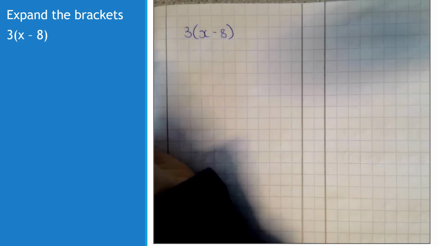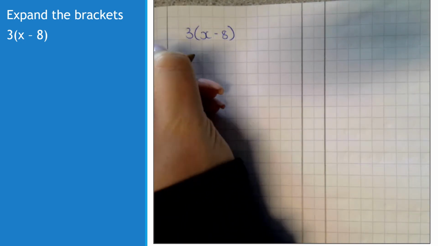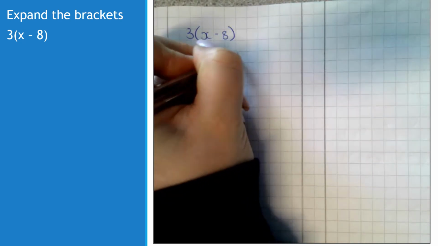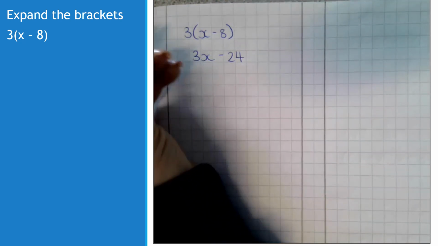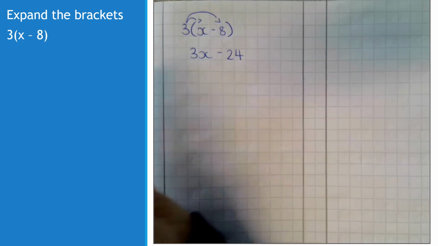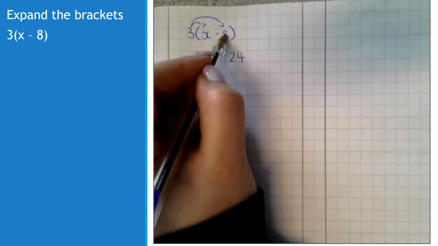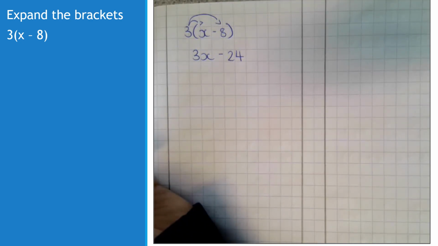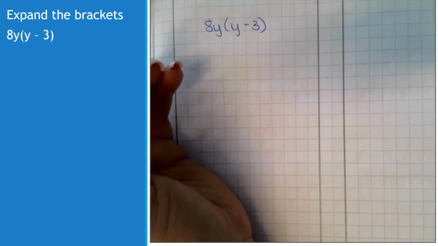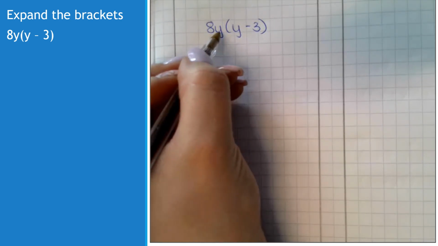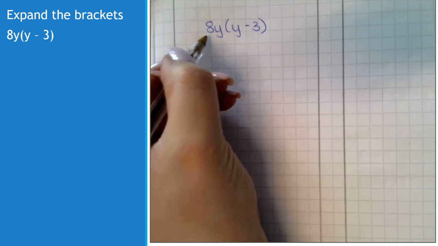So in this question, we're going to be doing 3 multiplied by x, which is 3x, and then 3 multiplied by -8, which is -24. Sometimes you will see people do this, and some people remember it by doing eyebrows, but it just reminds you to multiply every term that's inside the brackets with every term that's outside the brackets. In this example, it's ever so slightly different because we've got a number and an algebraic term outside the brackets, but we're going to do exactly the same thing.